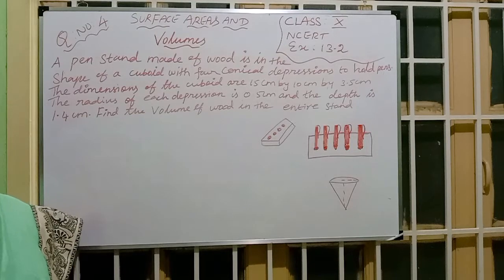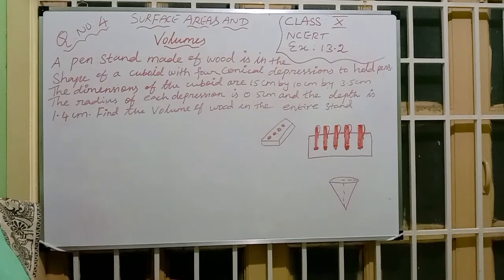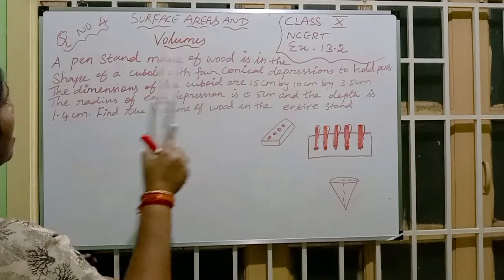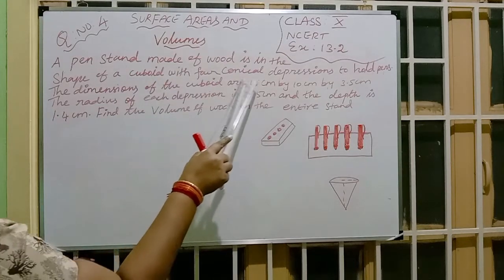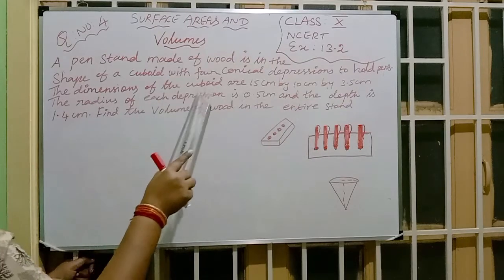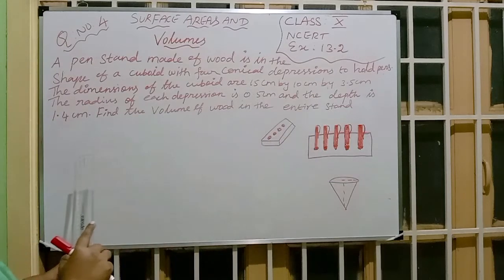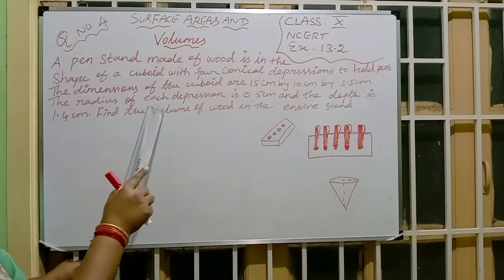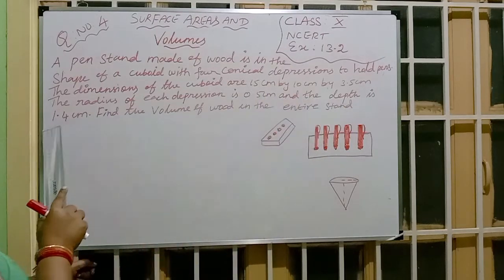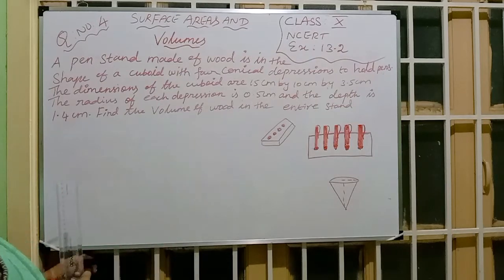In this video we are going to see class 10th NCERT exercise 13.2 question number 4. A pen stand made of wood is in the shape of cuboid with 4 conical depressions to hold pens. The dimensions of the cuboid are 15 cm by 10 cm by 3.5 cm. The radius of each depression is 0.5 cm and the depth is 1.4 cm. Find the volume of wood in the entire stand.